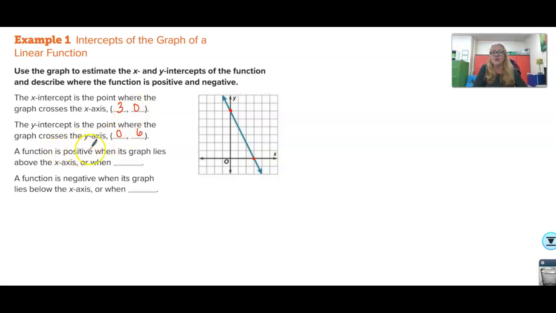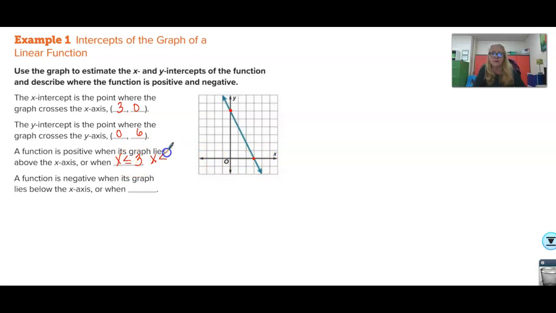A function is positive when its graph lies above the x-axis. Above the x-axis would be anywhere where x is 3 or less, so x has to be less than or equal to 3. That's where this graph is positive. It's negative anywhere x is greater than. I guess I shouldn't have used the or equal to here. It's better to describe it this way.